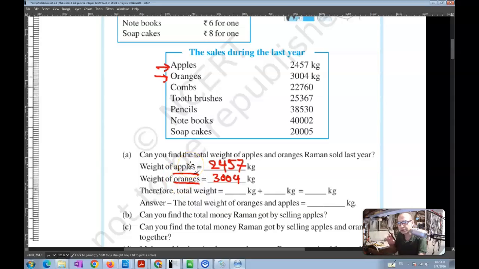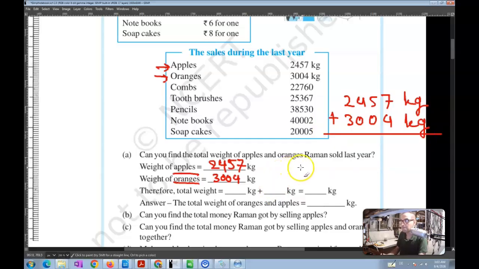Now in order to find the total weight, you have to take the weight of the apples, which was 2,457 kilograms, and then the weight of the oranges, which was 3,004 kilograms, and then we add them together, right? So the total weight would be 2,457 kilograms plus another 3,004 kilograms. This is in kilograms and this is in kilograms.